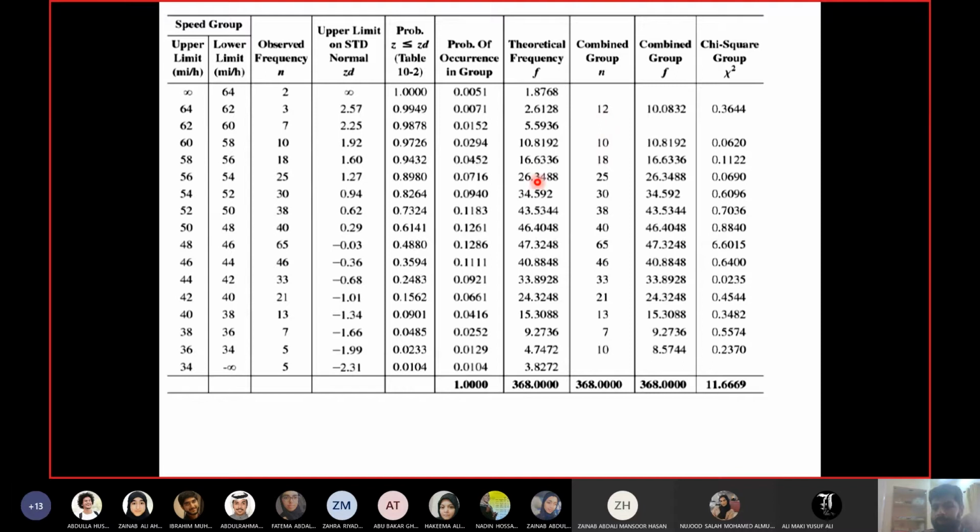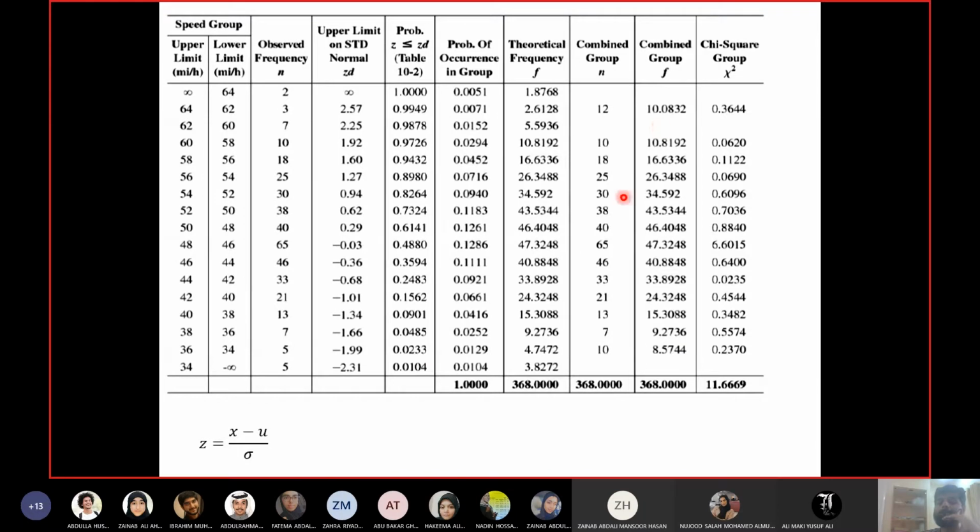Then you go along this column. All values are more than 5 until you reach the second last group, which is less than 5. I will merge it with the next group. So 4.7472 plus 3.8272, the combined value is 8.5744, which is more than 5. Since you merge the F values, you have to merge the N values as well. For the last two groups, 5 plus 5 means 10. So now you have all groups having more than 5 F value.